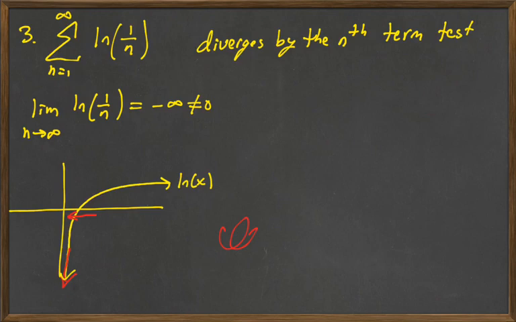Okay. Had the limit been 0, the nth term test doesn't tell us anything. So the nth term test will only show us divergence. If the limit of a sub n is 0, then it's inconclusive, which means we got to try a different test. Okay. All right.